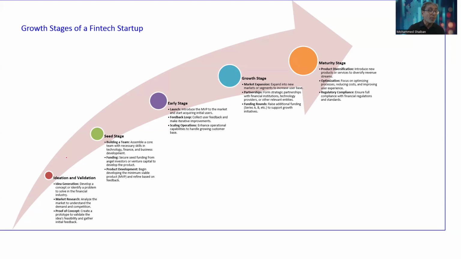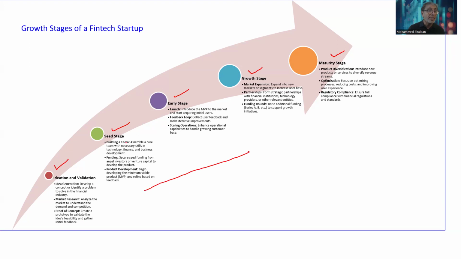Now, you will have to come up with the idea, and this is what you are going to do. I don't want to spend too much time on this graph because we'll talk about it in detail, but I want to tell you there is an idea, there is a seed stage, and then the early stage, which actually has stages A, B, C. And then you will reach the growth stage. So this is the early stage, and then you will have the growth stage until you reach the maturity stage.